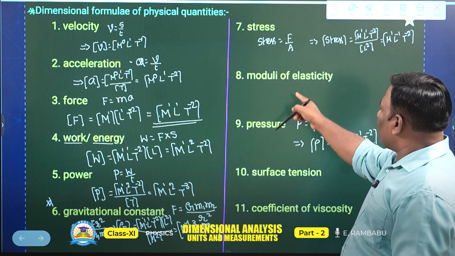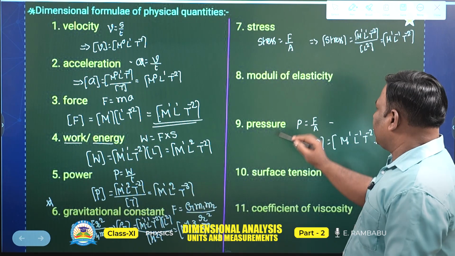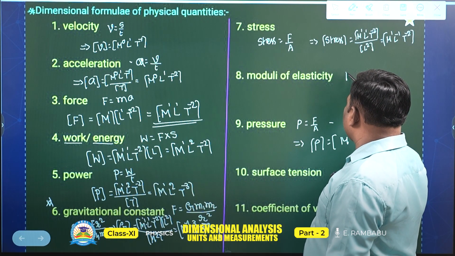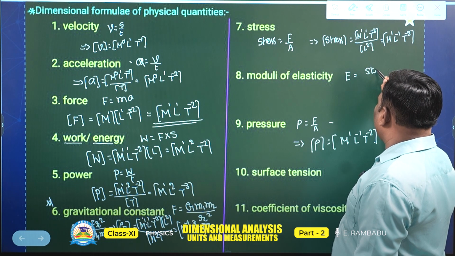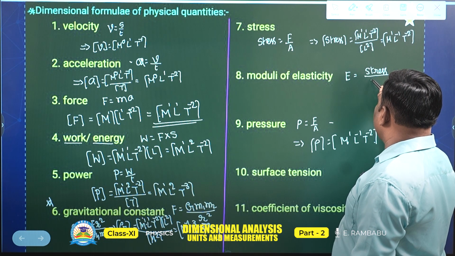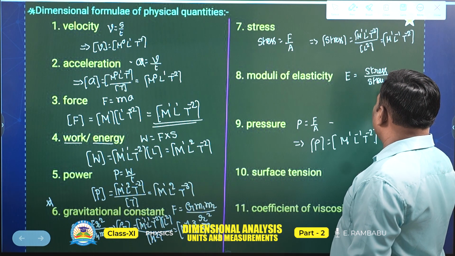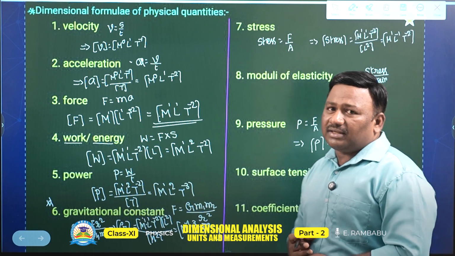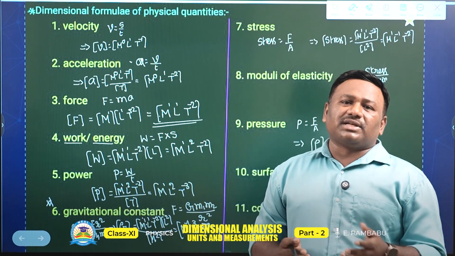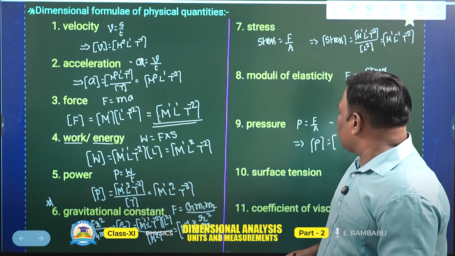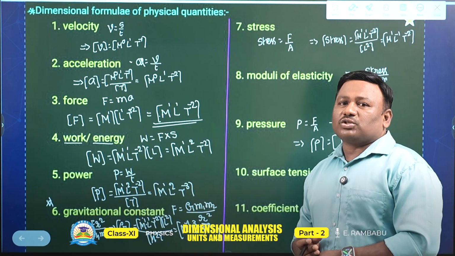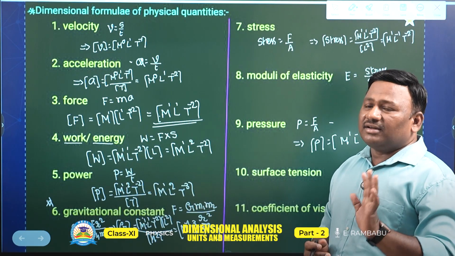And next one is moduli of elasticity. Moduli of elasticity is represented with E, and the formula for moduli of elasticity is stress by strain. Here strain is nothing but change in dimension by original dimension. In the numerator and denominator, the same dimension is taken, so strain is a dimensionless quantity.